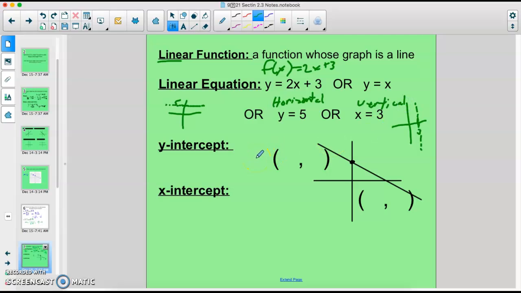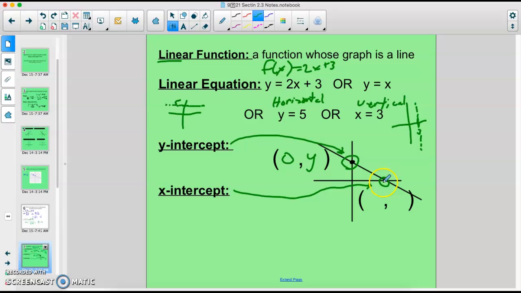All right, y-intercepts. What is our y? Our y-intercept would be where it crosses the y-axis. Okay, so this would be your y-intercept. And the y-intercept here would be the coordinate point 0, because it hasn't gone anywhere in the x direction, and then whatever your y is. Okay, now our x-intercept would be here.